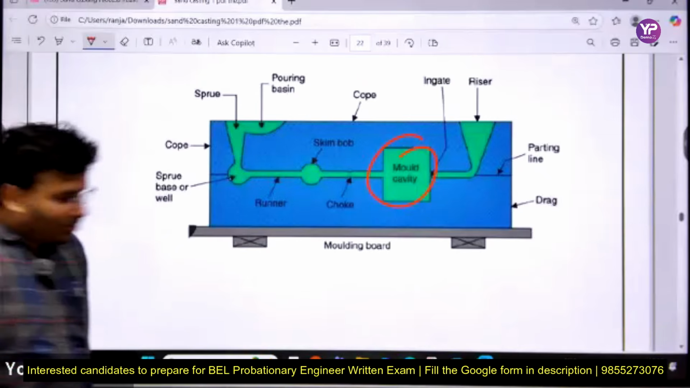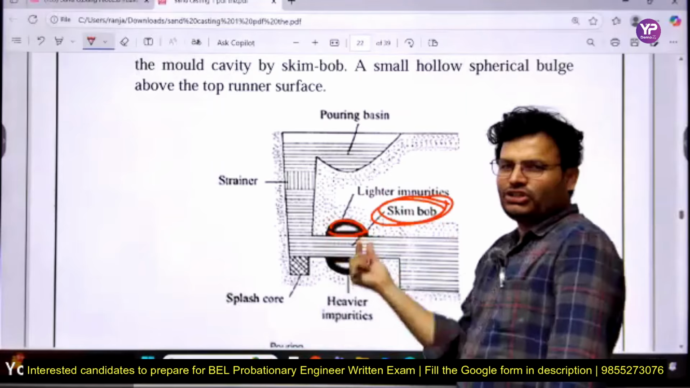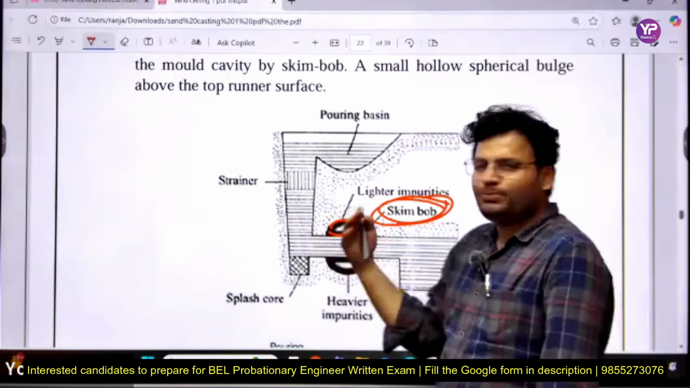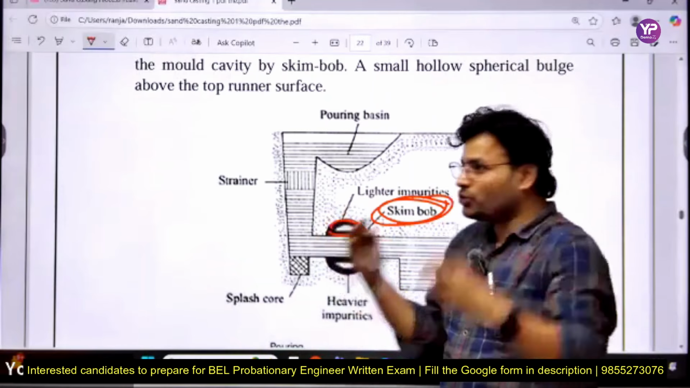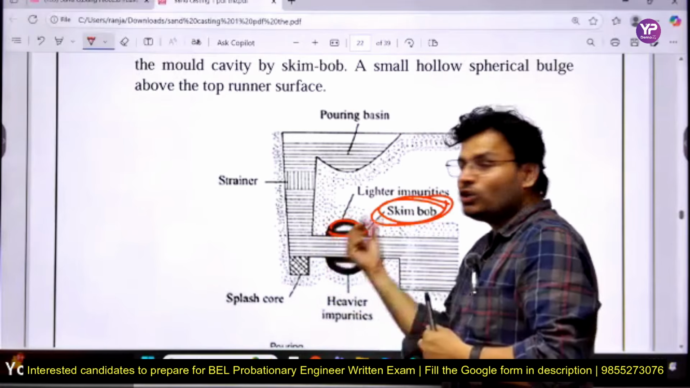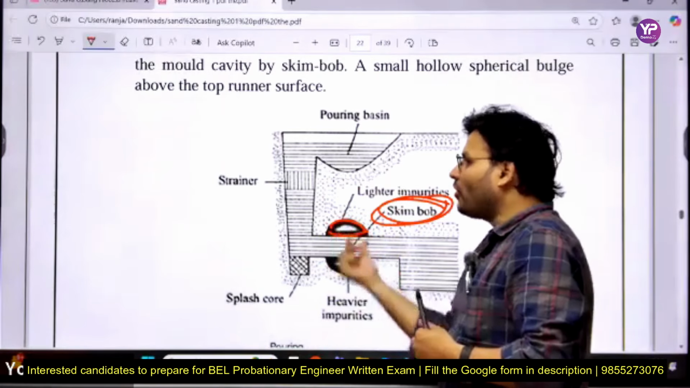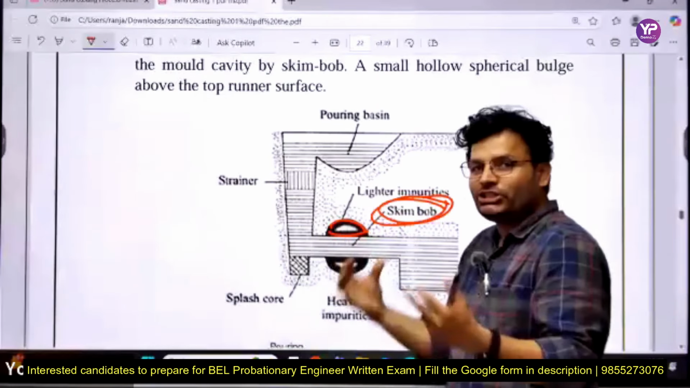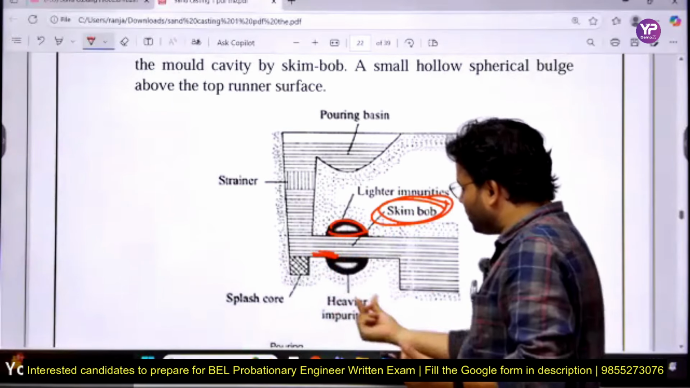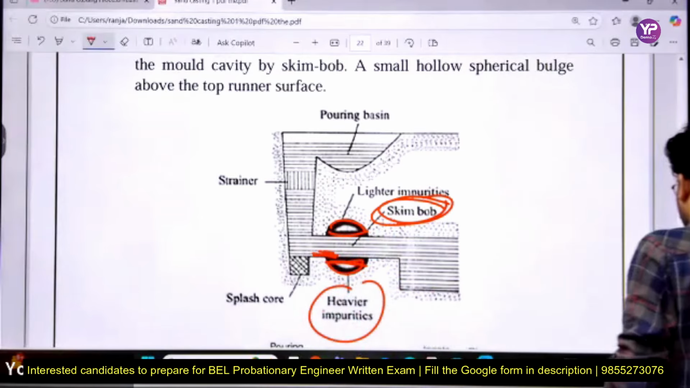The skim bob is designed in such a way that it can take the impurities. If there is any lighter impurity, it will come from above the molten metal, because it is lighter, so it will float. There will be something here that takes out those impurities. If any impurities are heavier, they will sink, and there will be something where these impurities usually settle down. In that way we remove the impurities.